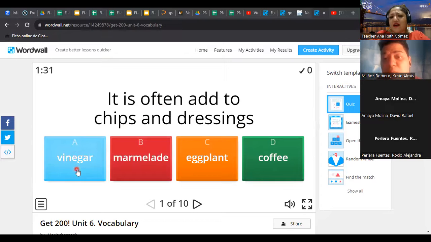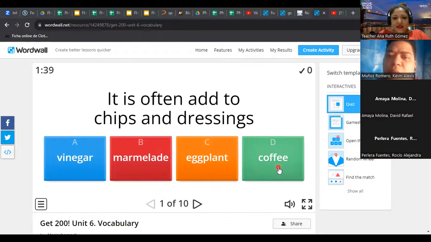So you say vinegar, marmalade, eggplant, or coffee. What is it? It is often added to chips and dressings. Dressings are like aderezos. That is the meaning. What do you think we add? Vinegar, marmalade, eggplant, or coffee? I think vinegar. Jocelyn, you think it's vinegar. What is the meaning of vinegar in Spanish? Vinagre. Excellent. That is the meaning.